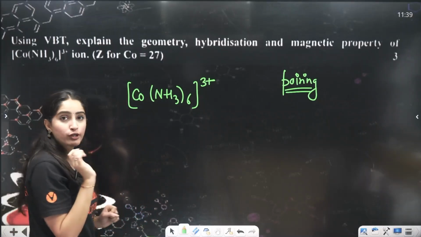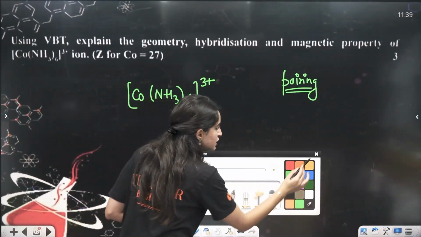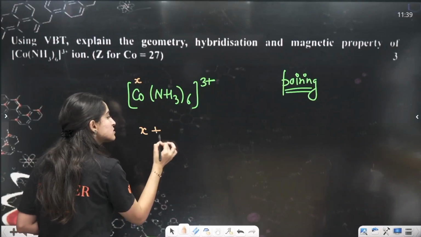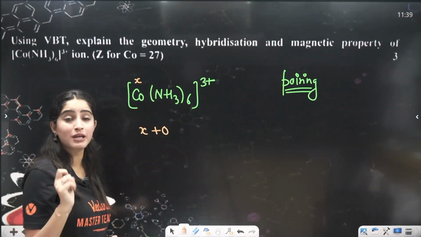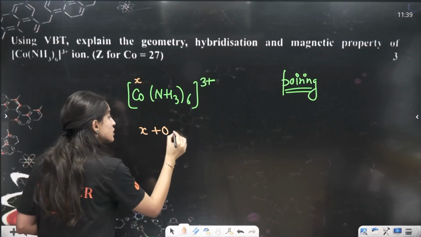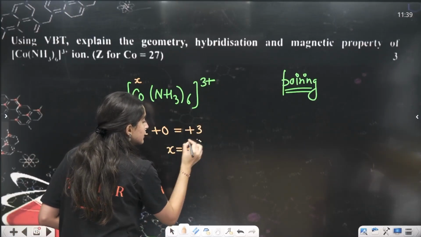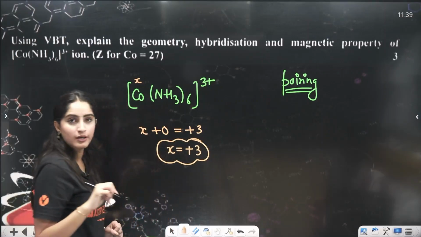So firstly calculate the oxidation number here. Oxidation number is going to be, let us say this is X. So this is X plus 0. Why 0? Because NH3 is a neutral ligand, right? So equals to plus 3. So X is going to be plus 3 here, right?